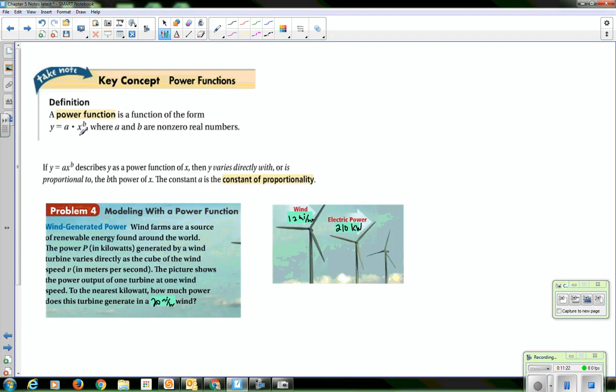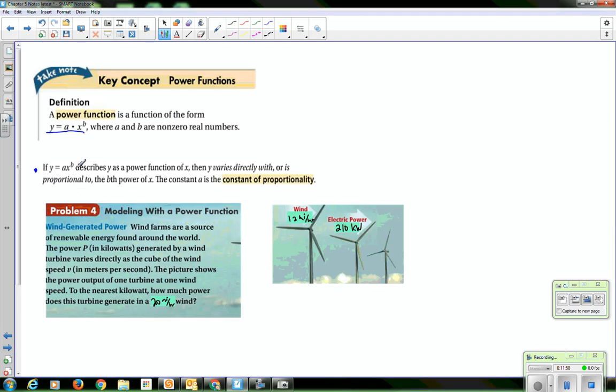We're going to take a look at power functions. So not only functions, we looked at quartic, which is power 4, and cubic, which is power 3. We're going to look at where we can find any degree function and answer questions about it. So this is pretty similar to direct variation. So a power function has the form y equals a times x to the b, where a and b are non-zero.